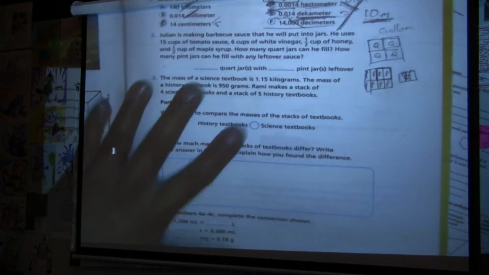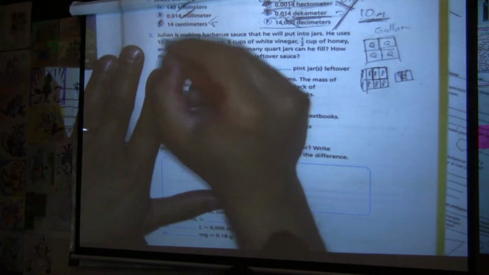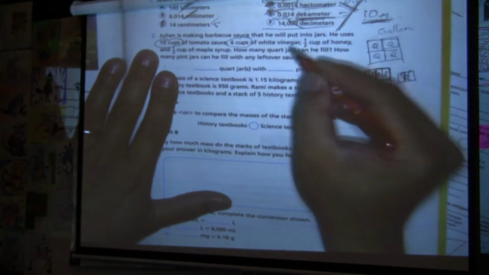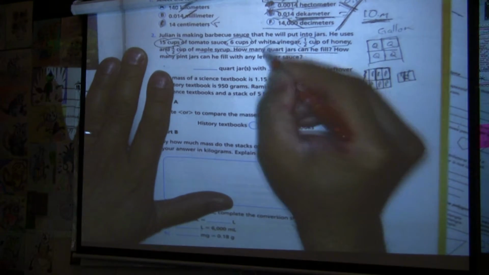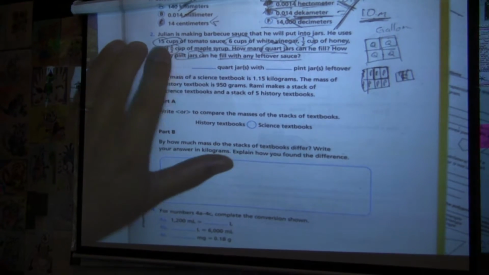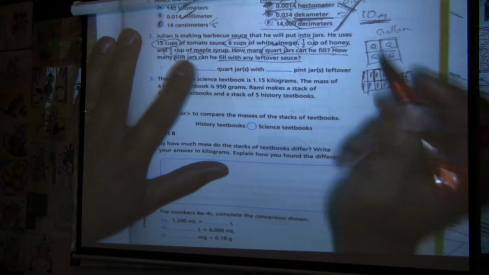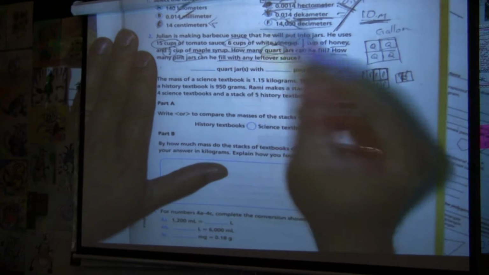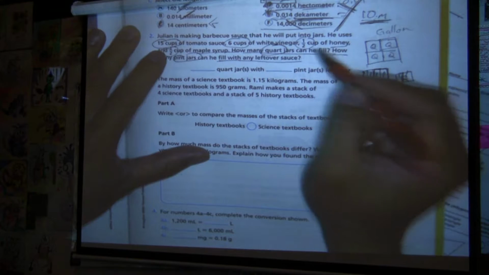So this is what's going to happen to you. Quiet. So we have 15 cups of tomato sauce, 6 cups of white vinegar, half a cup of honey, and half a cup of maple syrup. How many quart jars can he fill? Then it says how many pint jars can be filled with leftover sauce. Got it? We always like to circle facts or underline what you have to find. So when you added the 15 plus the 6, that's 21 plus, that's 22, right? 22 cups total.